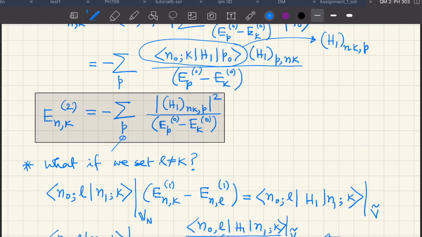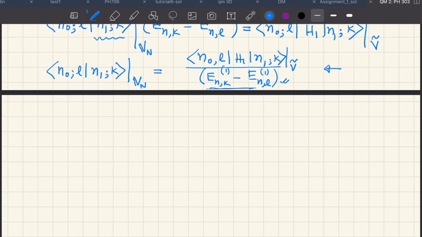Remember what is our target? Our target is to calculate the state correction for these degenerate states. In order to figure that out, we have just seen that in the denominator we have this factor, which would have been 0 if we had chosen L equal to K. But we have this degeneracy completely broken, so L not equal to K is justified, and therefore this term in the denominator is non-zero.